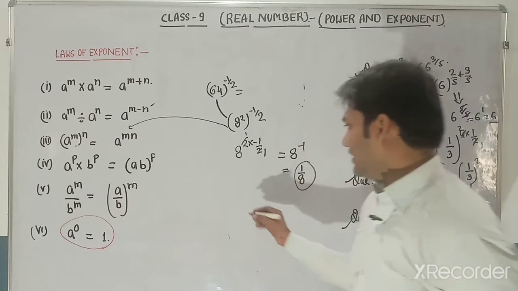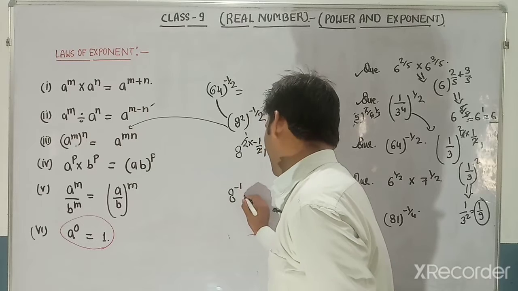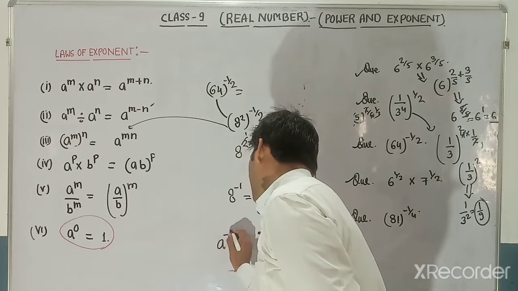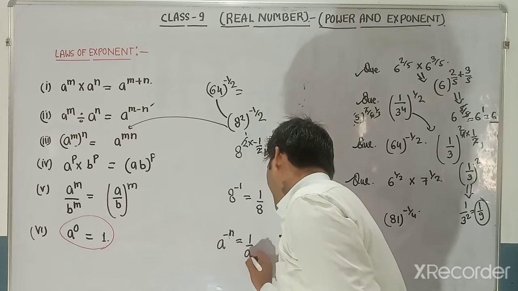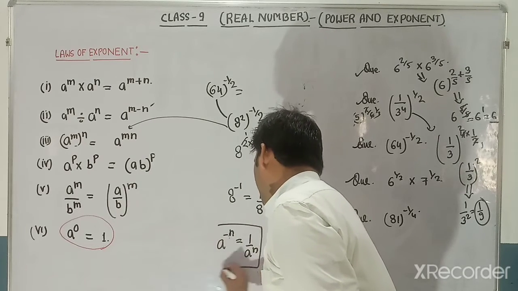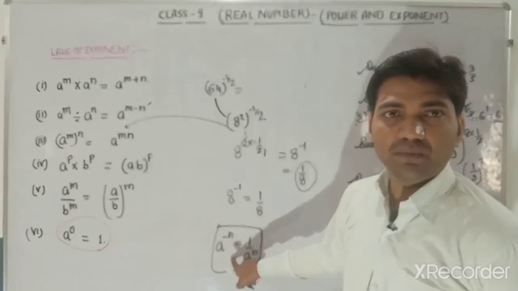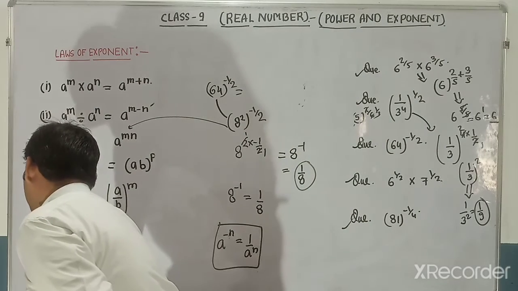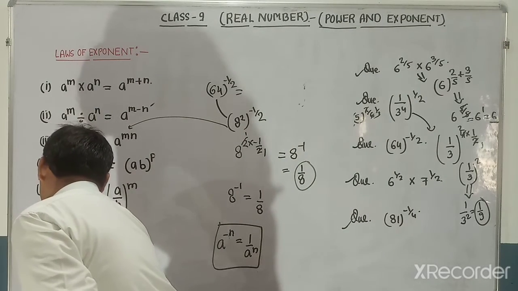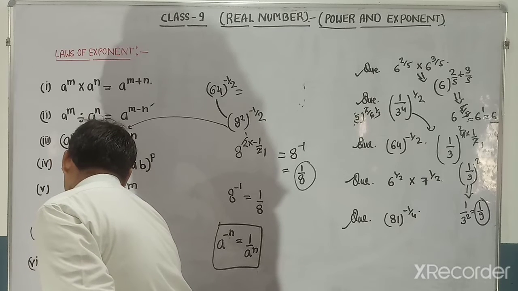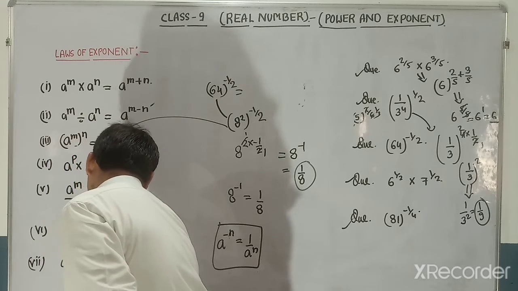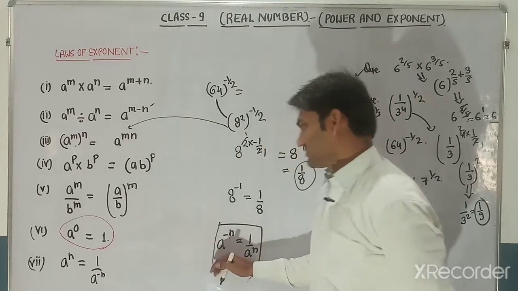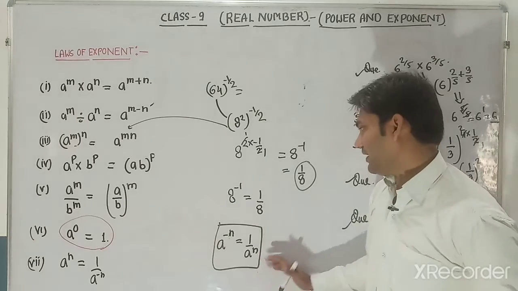Any number written as 8 power minus 1, you can write as the reverse, 1 upon 8. Like a power minus n, you can write as 1 upon a power n. This is another law of exponents. If a number is written as a power minus n, then it is equal to 1 upon a power n. This is the seventh law of exponents. If a number is written as 1 upon a power n, you can write it as a power minus n. It means that if a number is written as a power minus n, then the result will be 1 upon a power n.